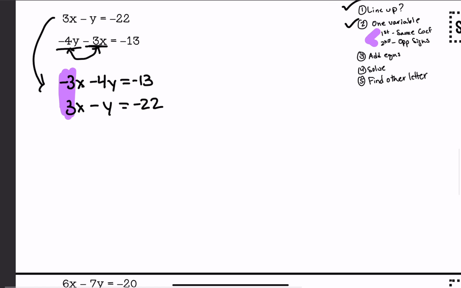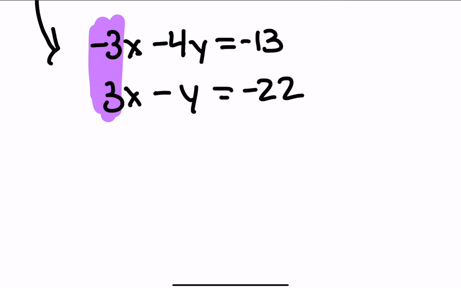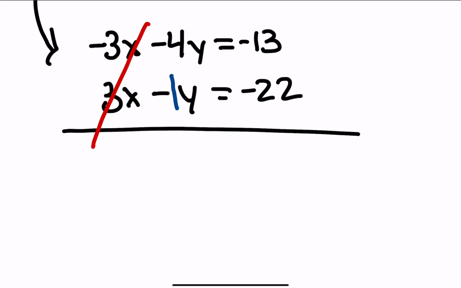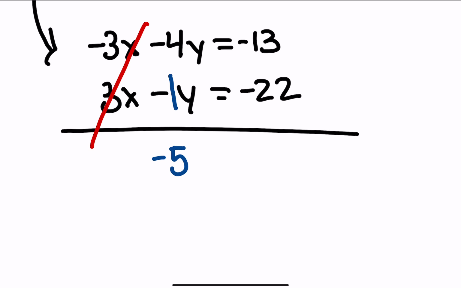Now it is time to add the equations. I'm going to erase my purple mark away and do my math. Negative 3x and 3x cancel. Now I have to add negative 4y and negative y. Remember, this is like a negative 1y. This gives us a negative 5y. Equal signs get brought down because they can't be added. Negative 13 plus negative 22 gives us a negative 35.